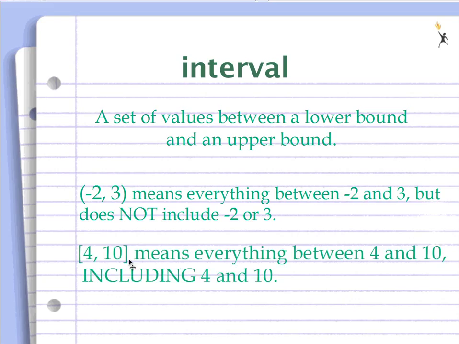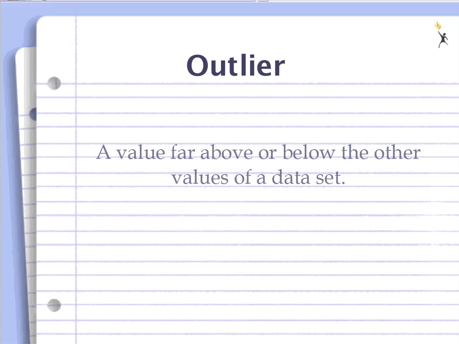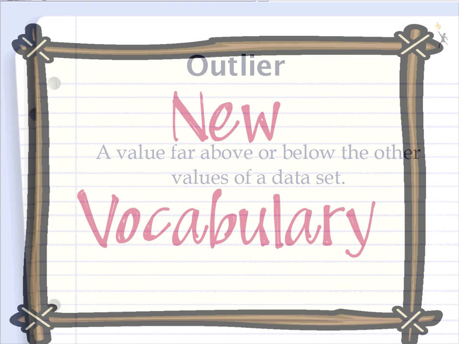When you use square brackets, on the other hand, it means everything in between, including the two endpoints. So in this one, everything in between 4 and 10 is included, but so is 4 and 10. An outlier, we already know what an outlier is. It's a value far above or below other values of a data set. Remember that outliers can drastically affect mean, but they don't affect median.